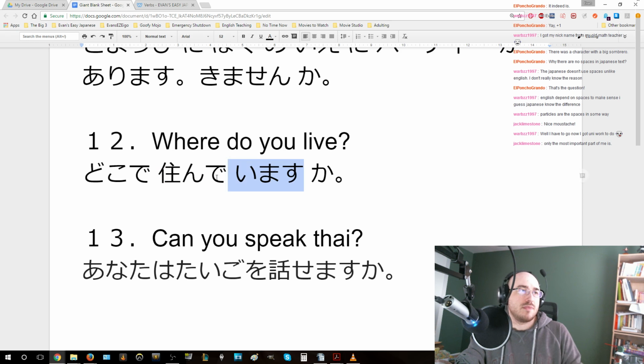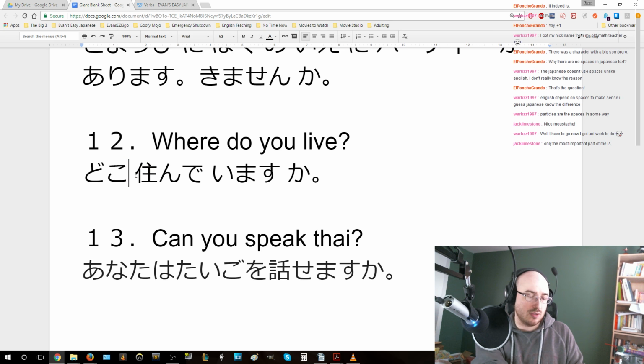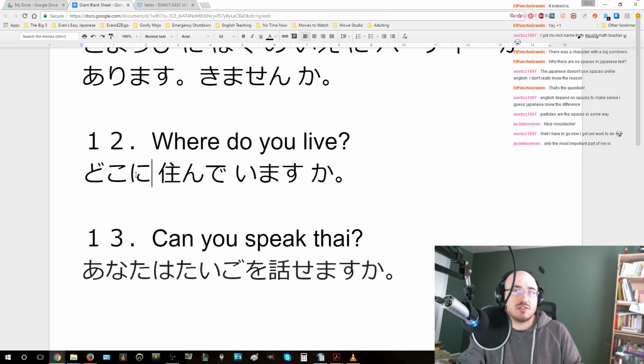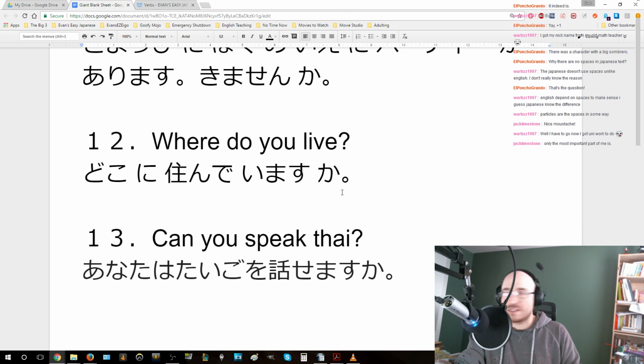Usually it means that. However, if you're living in a location, like I'm living in Columbus, you don't actually have to actively try to live in your hometown. You just sort of do. It's not like I'm randomly teleporting places. So doko ni sundemasu ka? Hey, where do you live? Perfect. Doko ni sundemasu ka? All right, great. Number 13.